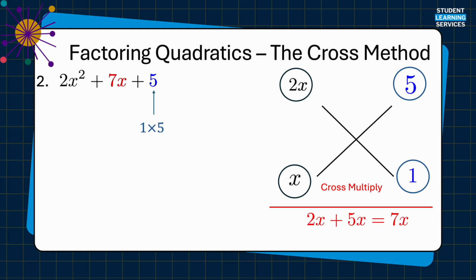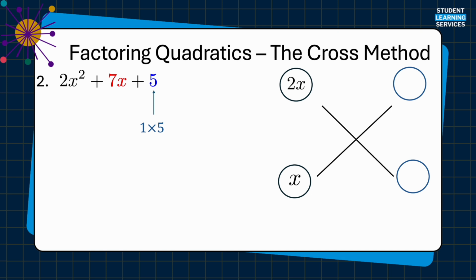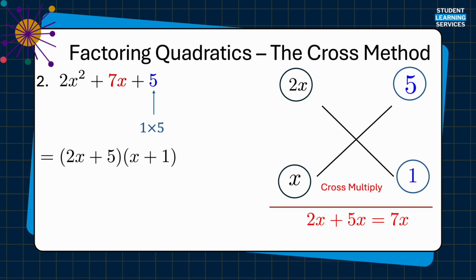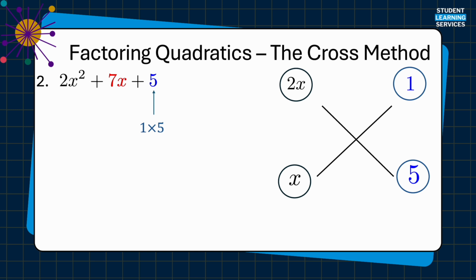You should be getting 2x plus 5x equals to 7x. Because it's the same as the bx term in the question, our answer is correct. So, the answer for this question would be equals to 2x plus 5 times x plus 1. Now, what happens if we put it in the wrong order? Instead of putting 5, 1, let's say this time we put 1, 5. Then, when you cross multiply it, we're going to get 10x plus x is equal to 11x. Is 11x the same as the 7x in the question? No, it's not. So the answer would be wrong.